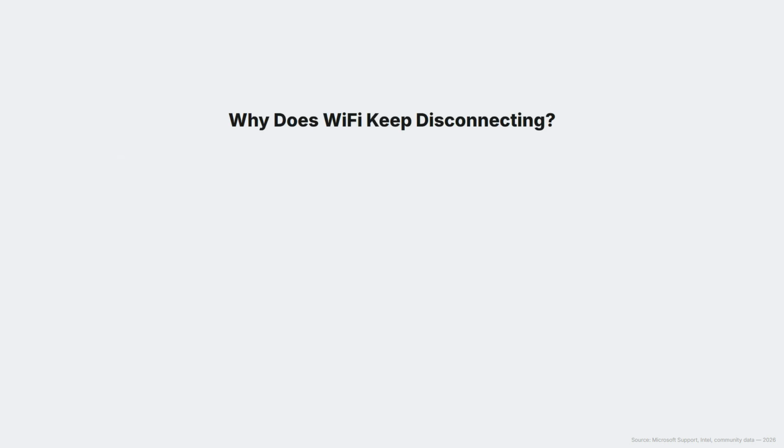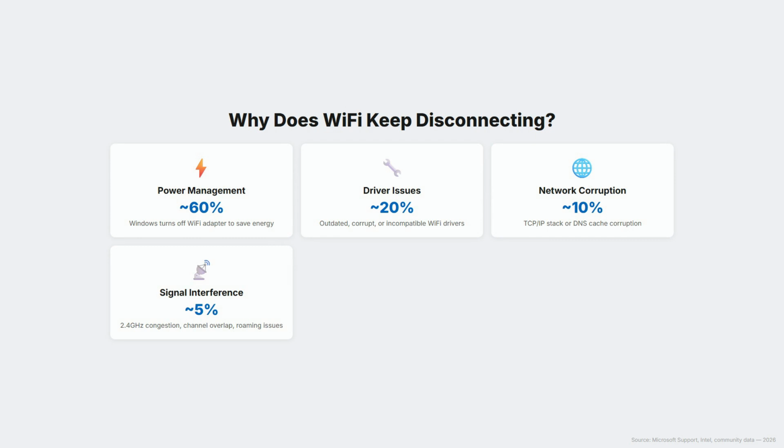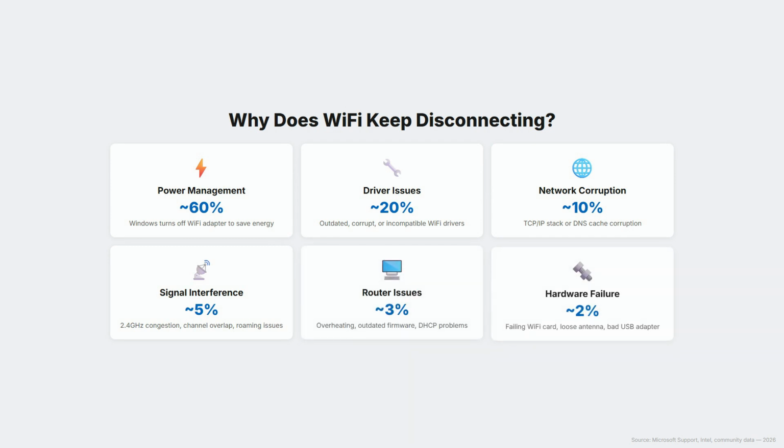Why does Wi-Fi keep disconnecting? The most common cause is power management, where Windows turns off your Wi-Fi adapter to save energy. Other causes include outdated drivers, corrupted network settings, signal interference, router issues, or rarely a hardware problem.